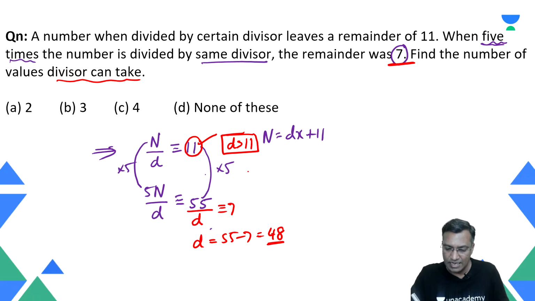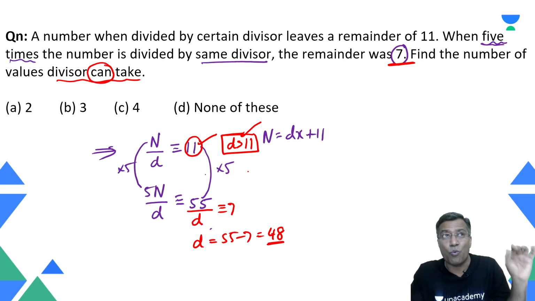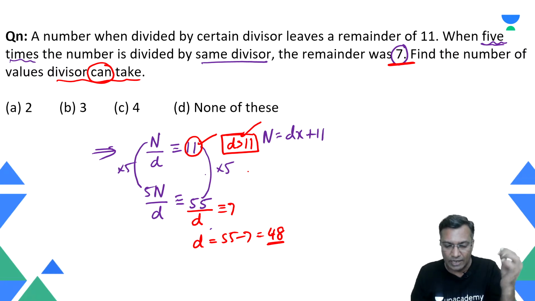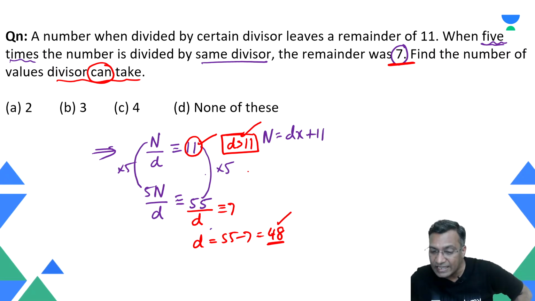In the sense what? The divisor can take all the values greater than 11. Can is a possibility. Certainty, what is the divisor? That no one knows, right? Well, there will be one value, but there can be possibilities. Can I list? Of course, I can list the possibilities, right? Yeah. So therefore, all the factors of 48.